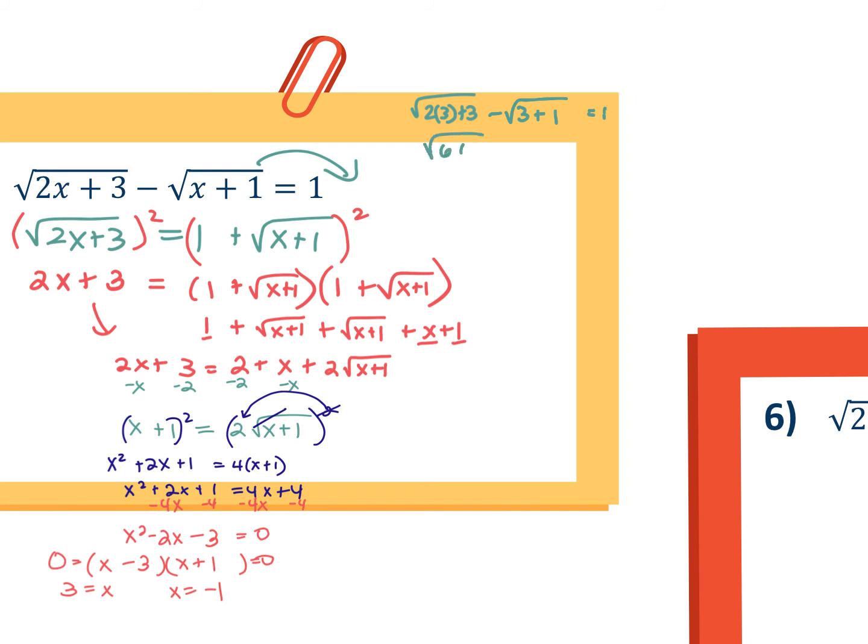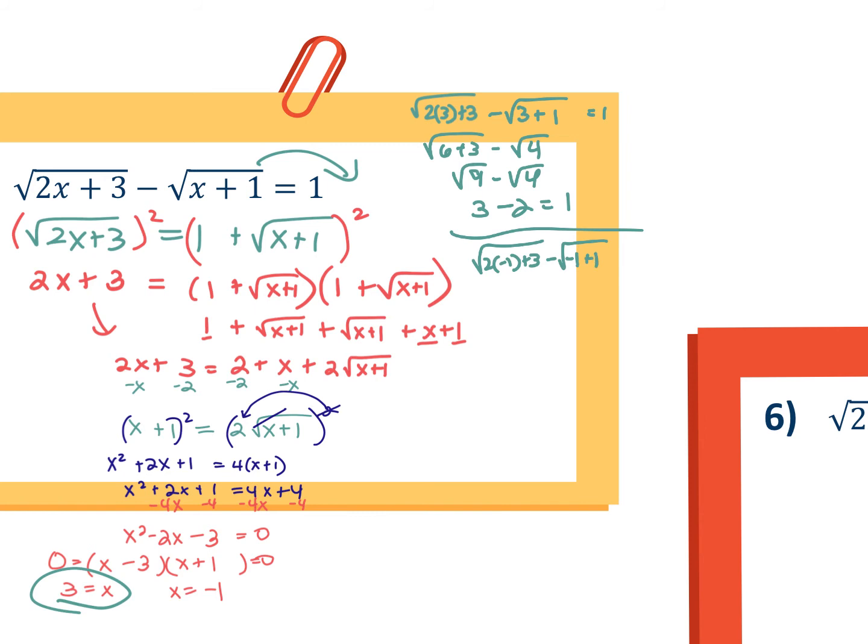I get the square root of 6 plus 3 minus the square root of 4. So square root of 9 minus square root of 4, which is 3 minus 2, and that does equal 1. So I keep the first one. And then I check the second one. The square root of 2 times negative 1 plus 3 minus the square root of negative 1 plus 1 equals 1. Square root of negative 2 plus 3 minus the square root of 0 equals 1.